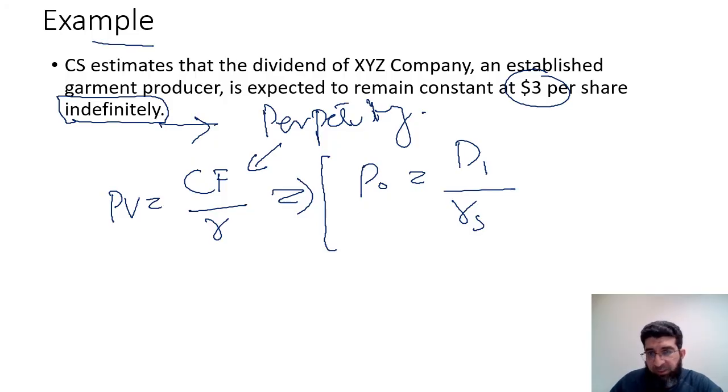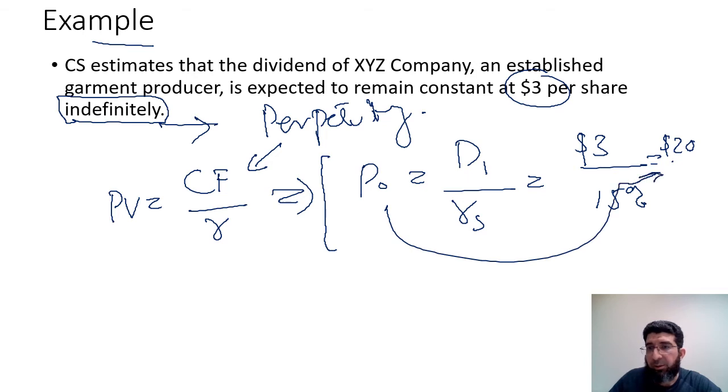So this can be calculated by $3 divided by the return, which is given as 15%. We're not mentioned in the question here. That comes out to be $20. The price is $20 per share.